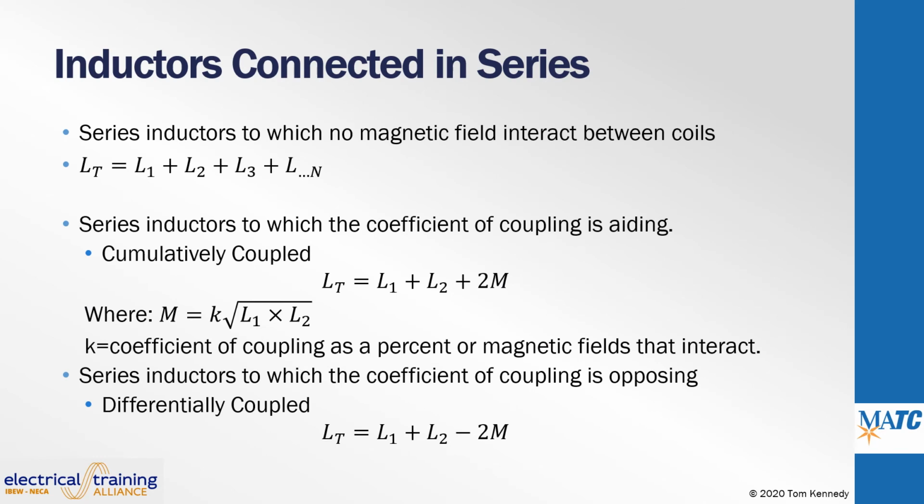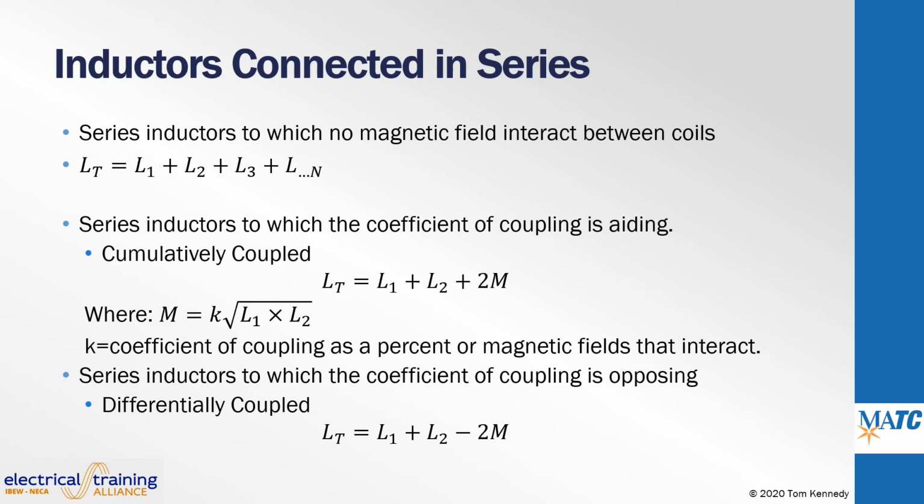To review series connected inductors. When the magnetic fields of the coils do not interact, the total inductance will be the sum of the inductors connected in series. When the magnetic fields have some type of mutual interaction, a coefficient of coupling needs to be determined and a multiplier used to calculate the net combined inductance of the series connected inductors.